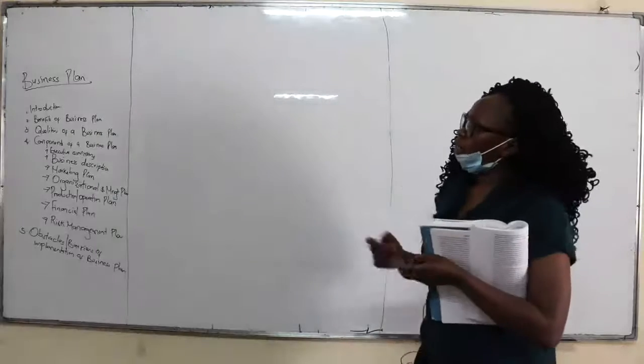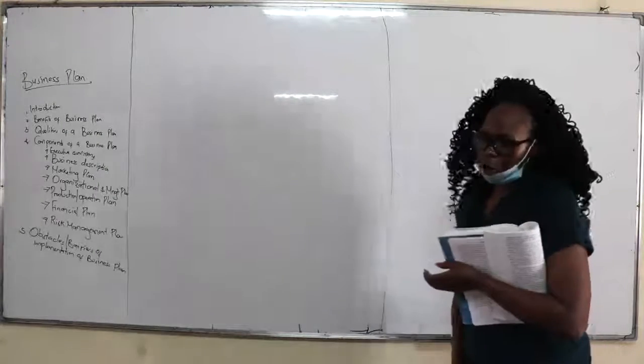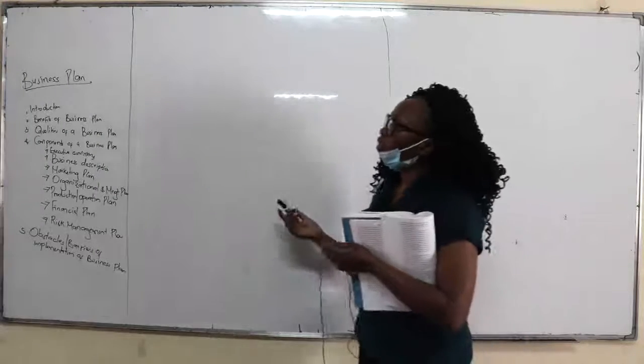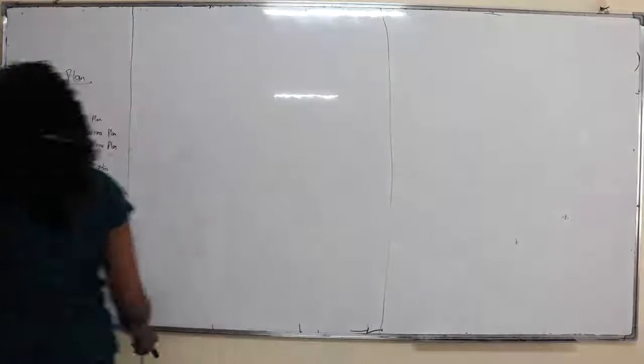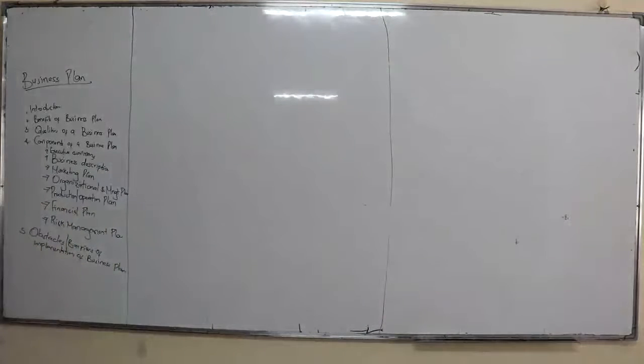Now, welcome back. We are now on our fourth topic, which is the business plan. Basically, what we will be looking at is the introduction. Here we are going to define the term business plan and the benefits of a business plan. We'll also look at the qualities of a business plan, and what we'll cover in detail are the components of a business plan. And finally, we will look at the obstacles or the barriers of implementation of a business plan.